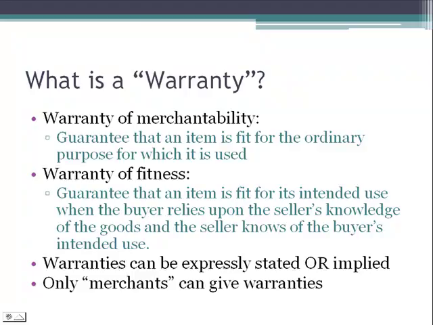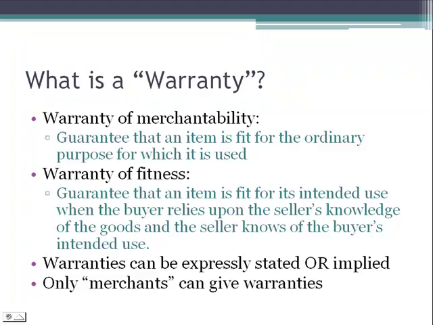Well, if you try to run bison through and they end up like that picture yesterday coming out the top, that would be a violation of the warranty of fitness because it's a guarantee that the item is fit for its intended use, which would be running bison through, when you, the buyer, rely upon the seller's knowledge of the chute. And the seller knows that you intended to use it for bison. So it's not the ordinary purpose for which it's used, which would be cattle, but its intended purpose, which would be bison.